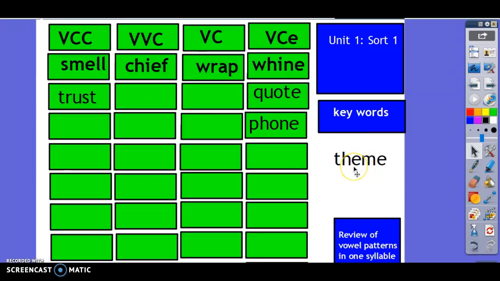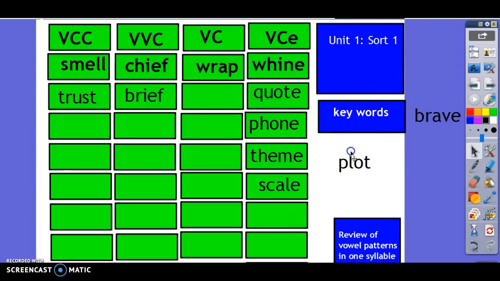So here I have theme. Here's my vowel, consonant, and the silent E. Scale. Vowel, consonant, silent E. Oh man, I'm getting a lot of VCE words here. Let's try to find a different one. Brief. Vowel, vowel, consonant. Plot. Vowel, consonant.